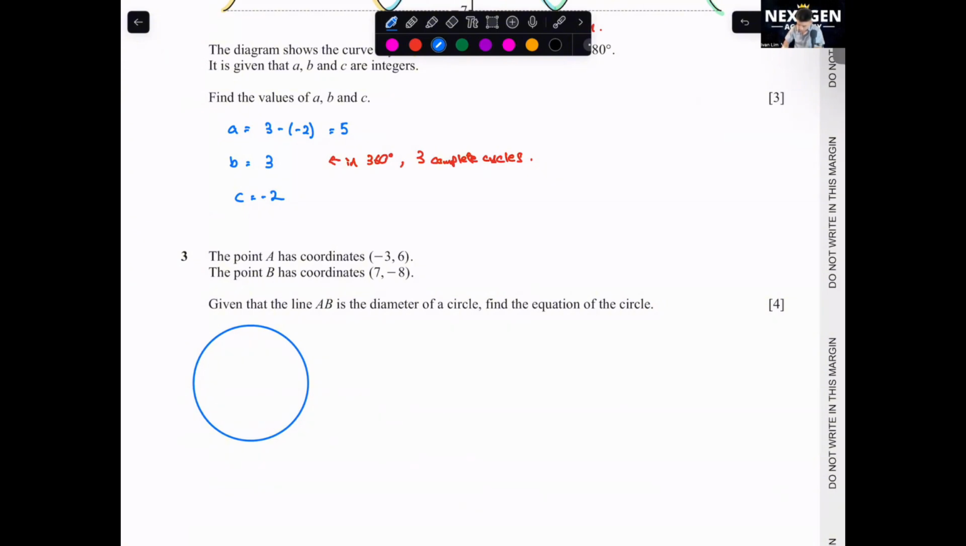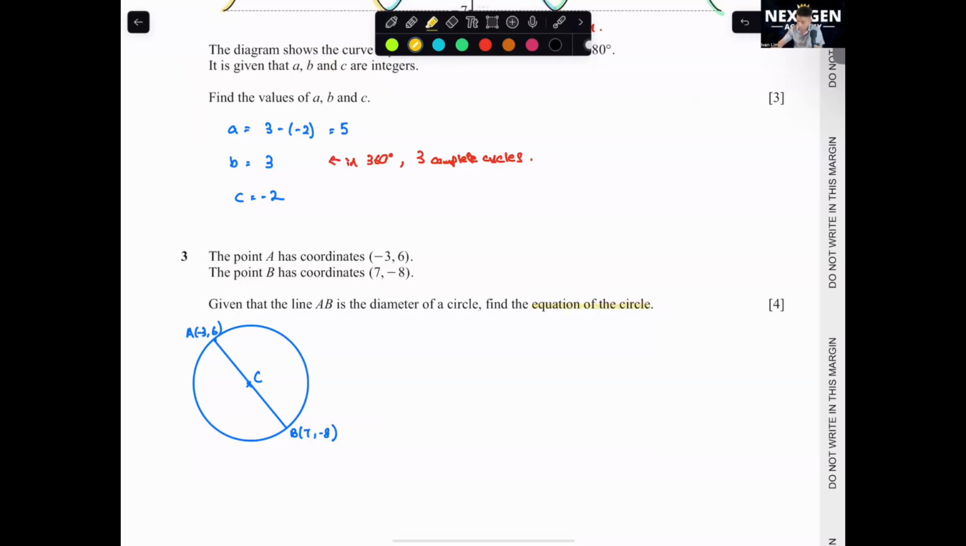Okay, let's say that probably it's something like this. Okay, A is here, -3, 6. B is 7, -8. They say AB is the diameter of a circle. Find the equation of the circle. Okay, what is the equation of the circle?